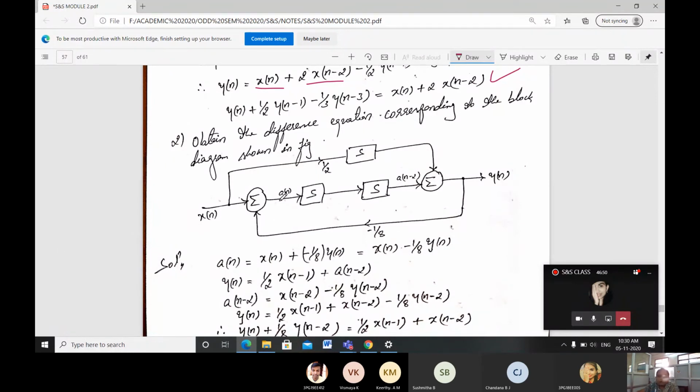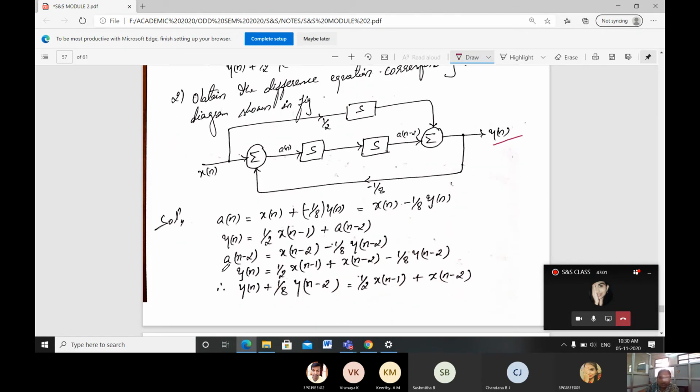What we have to do? First we will find out the intermediate signal, that is a of n. Okay. Then a of n minus 2. What is our y of n? First we write it for the a of n.